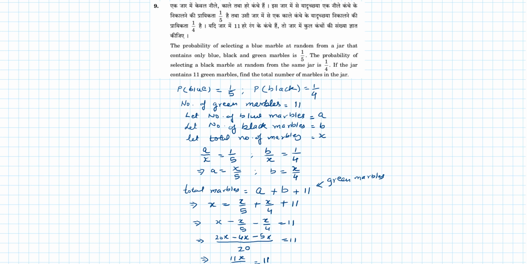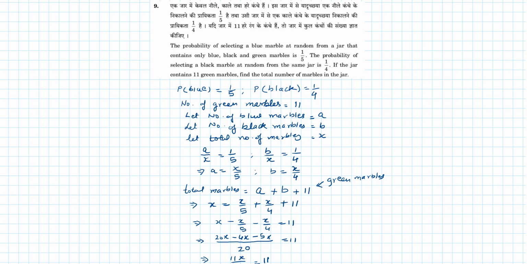We have to find out the total number of marbles in the jar. Now let us assume that the jar has 3 types of marbles: blue, black and green. Green is given, so let us assume that the number of blue marbles is a and the number of black marbles is b, and let the total number of marbles which we are supposed to find out be x.